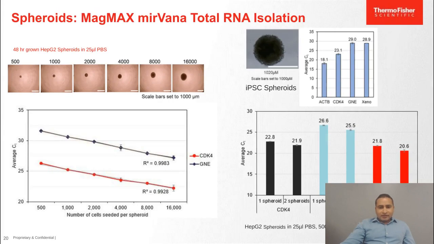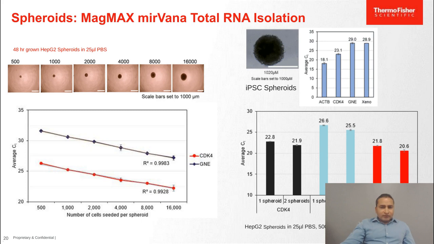Let's look at RNA isolation from different spheroids using this MagMAX mirVana Total RNA Isolation Kit. On the top left here, you can see the spheroids from HepG2 cells. The spheroids were formed by the addition of various numbers of cell inputs, shown here on the top, and grown for 48 hours. The scale bars on the bottom show the average diameter of the spheroids from different cell inputs after 48 hours of growth.